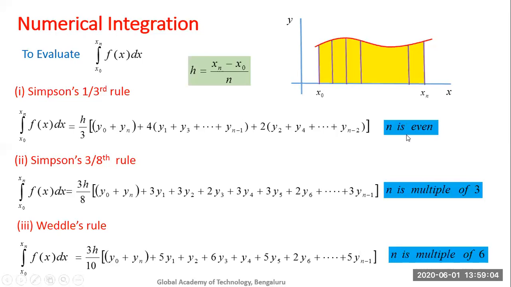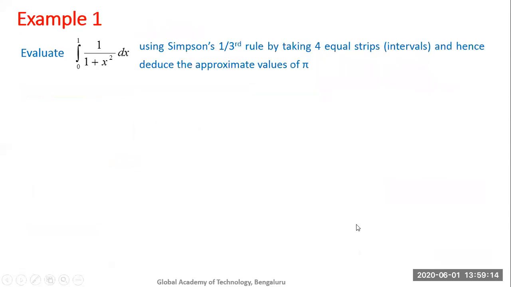For 1/3 rule, n must be even. For 3/8 rule, n is a multiple of 3. For Weddle's rule, n is a multiple of 6.